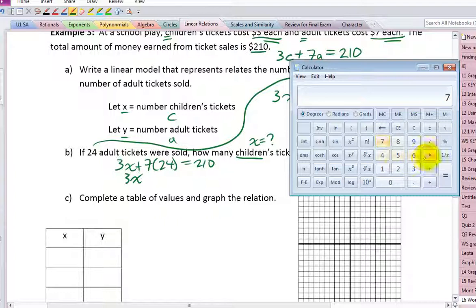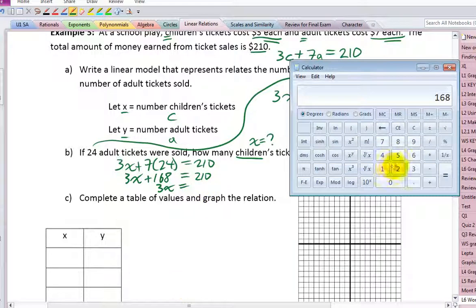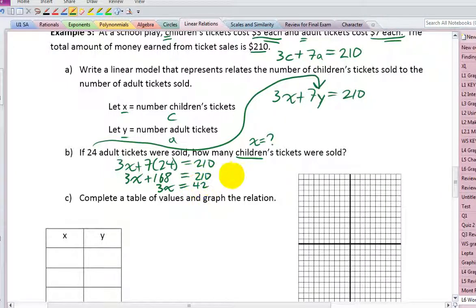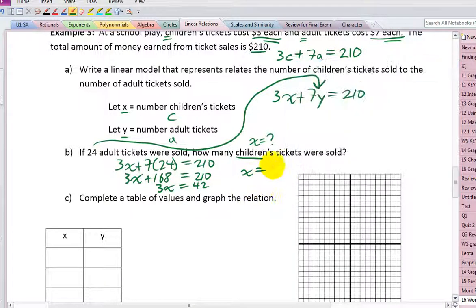Okay, so 7 times 24 is 168. Plus 168, then we have to subtract. So we get 42, divide that by 3. I'm using my calculator, but I am. X is 14. Okay, so there's 14 child tickets sold.